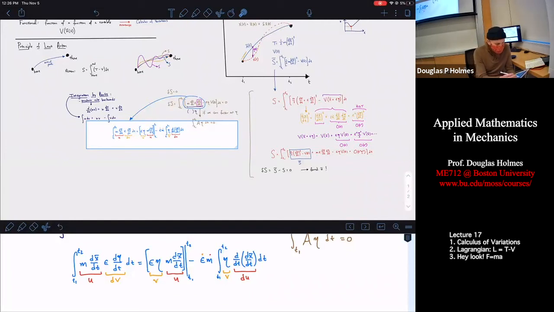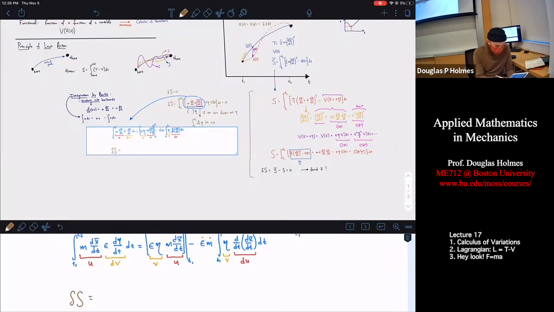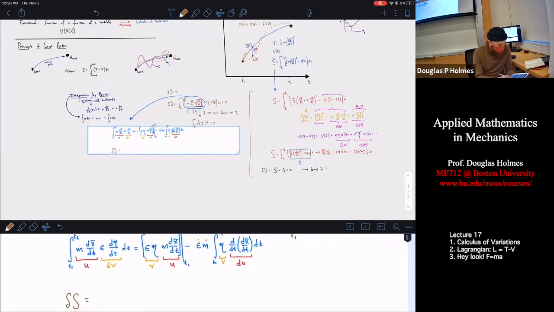Okay, so let's get back to what we're after, which is that now we can go back to our first variation. And our first variation becomes, well, this quantity here. So we're going to have m, did I lose an epsilon? Yeah, I did. Let me write this in the same order. Sorry. It's going to be epsilon eta m dx bar/dt, evaluated from T1 to T2.